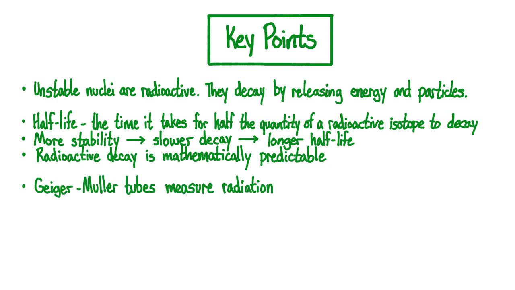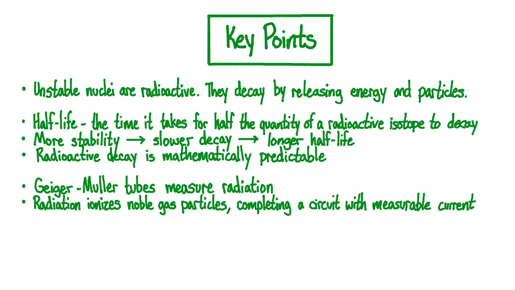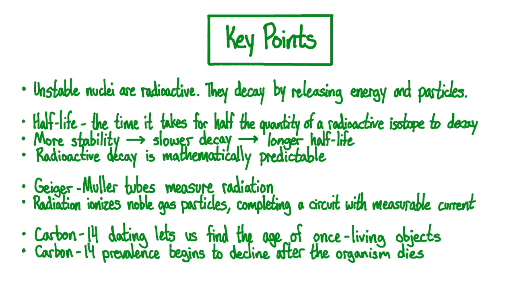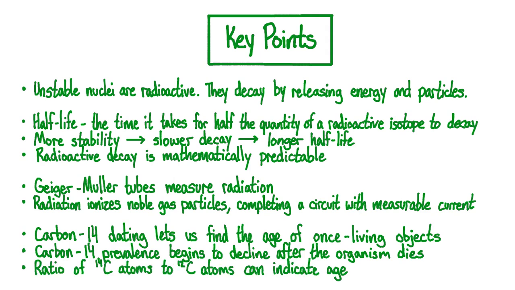Geiger-Müller tubes measure radiation. In a Geiger-Müller tube, radiation ionizes noble gas particles, which completes a circuit whose current we can measure. Carbon-14 dating lets us find the age of once living objects. The prevalence of carbon-14 begins to decline after the organism dies. So the ratio of carbon-14 atoms to carbon-12 atoms can indicate the age of the object.